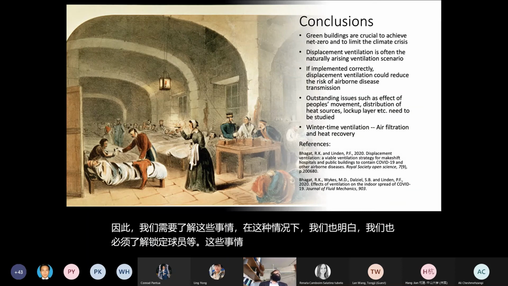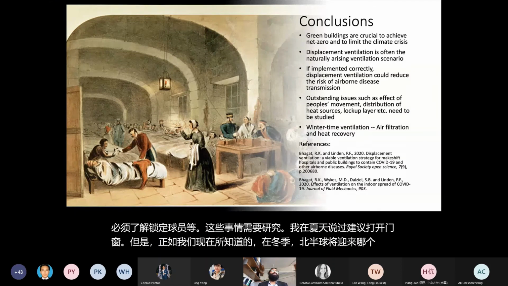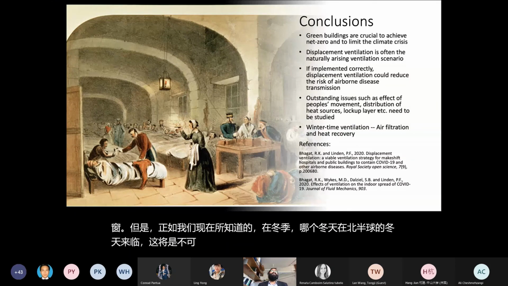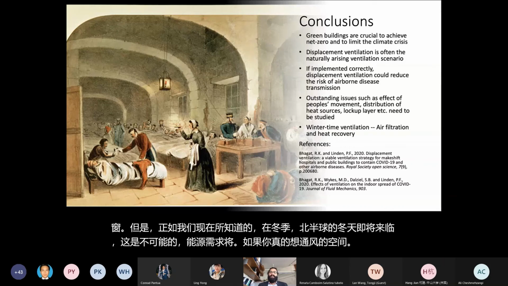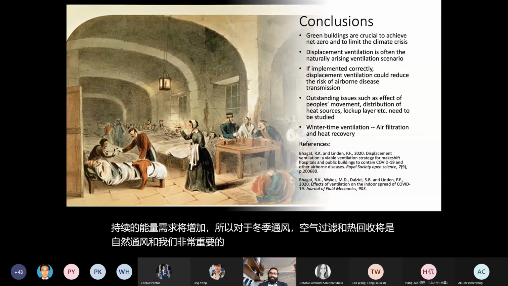And as I said, during the summer the recommendation was to open the windows and doors. But as we know now, during the winter, which is coming in the northern hemisphere, it would be impossible, and if we really want to ventilate the space continuously, the energy need will increase. So for winter time ventilation, air filtration and heat recovery would be a very important aspect of natural ventilation, and we must study those things.